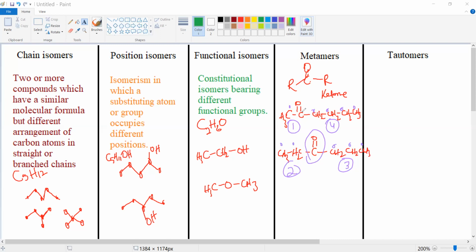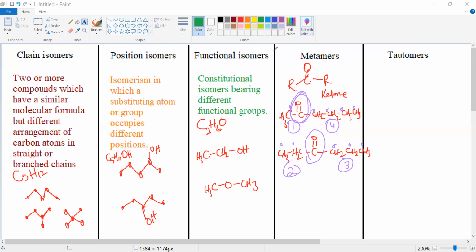It is known as hexanone. It is also known as hexanone. When you understand the naming, then you will find out how I'm going to name this compound. But right now, you just have to understand that when the central atom, that is the functional carbon, is having different types of carbon chain arranged on each side, these two compounds are metamers. That can also exist in ether as well.